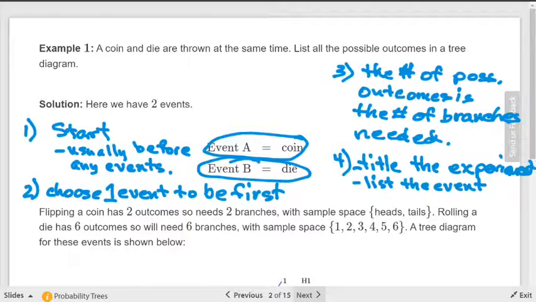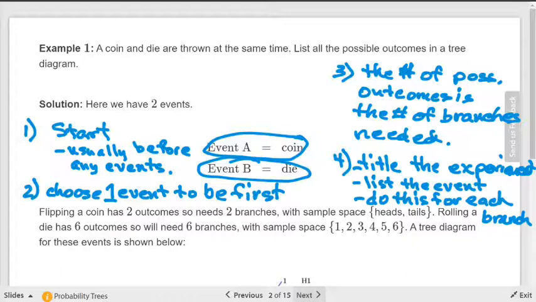Remember, an event means that's what you got. So flipping a coin, it lands on heads. Heads is the event. Remember that? The terminology is a little funny for probability. So heads is the event. And you need to do this for each branch. So you're going to do that for each branch.